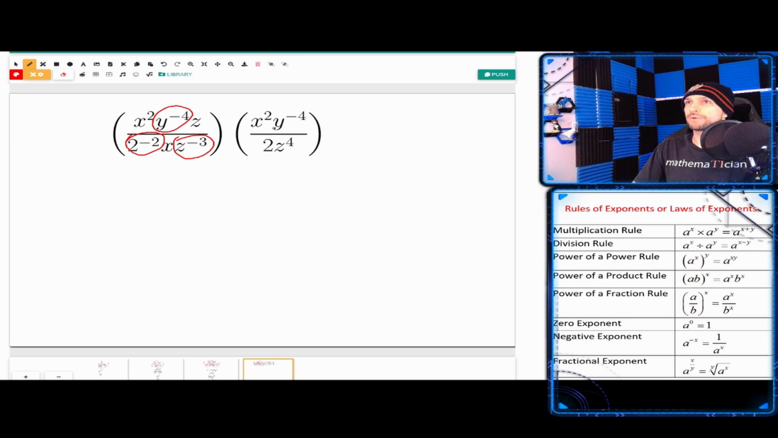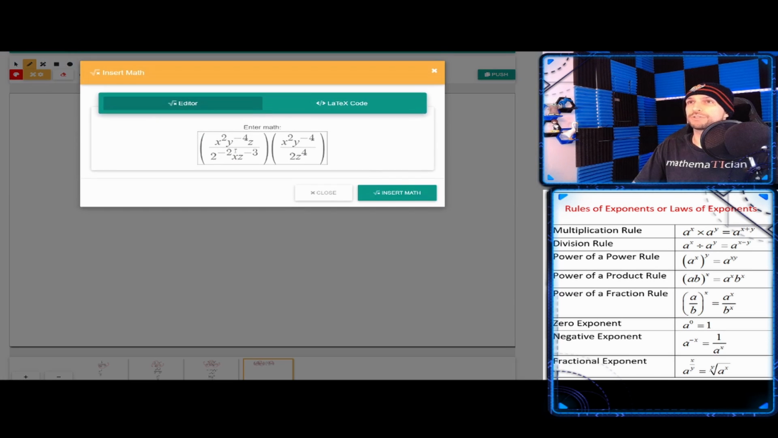See all these negative exponents over here. This is the only negative exponent here. So these will move to the numerator, denominator, numerator, denominator. The negative exponent law says we can make those negative exponents positive by just moving where they are in the fraction.